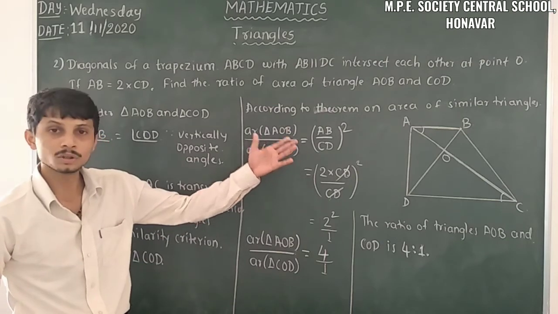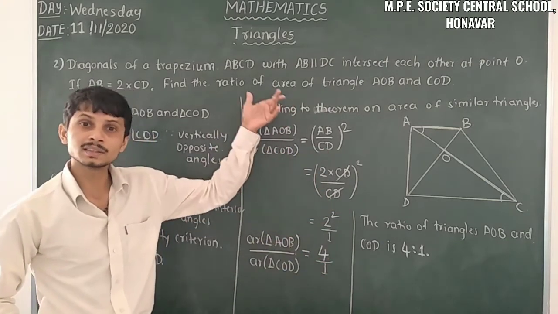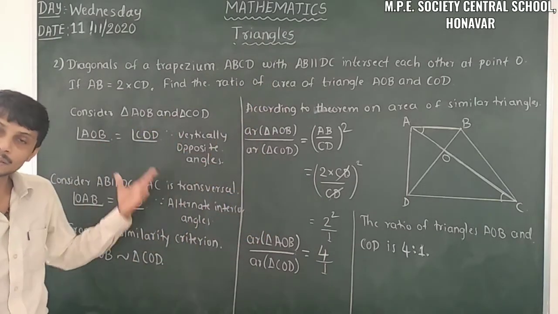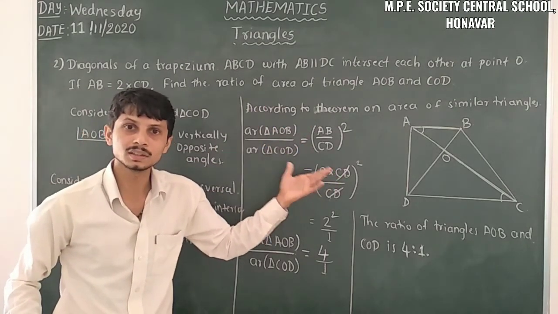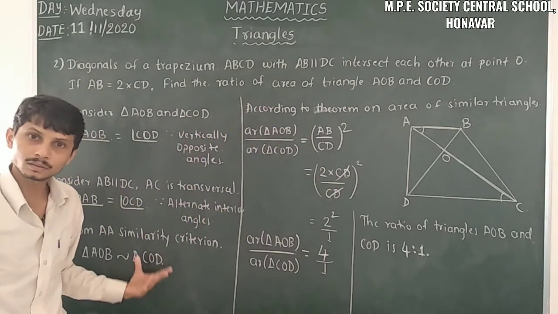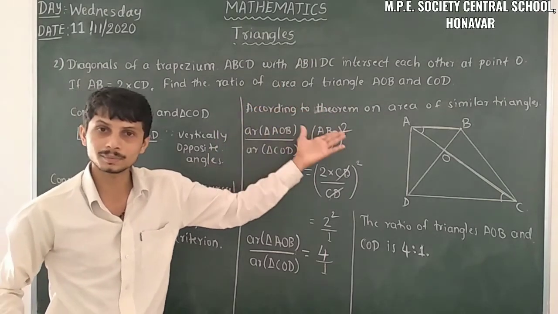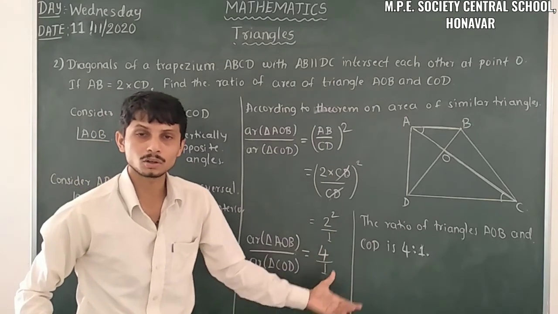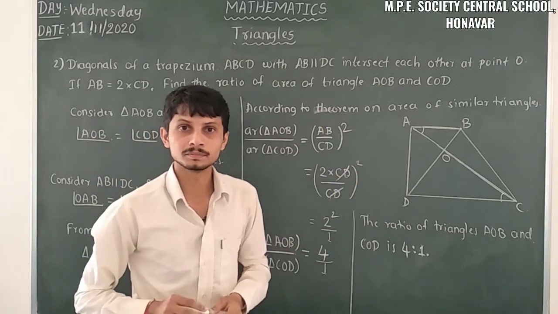So here is the solution of this problem. Firstly, we have to show those two are similar triangles. If it is given that those two are similar, there is no need for this proof. If there is no mention that those two are similar triangles, you have to prove first that those two are similar. After that, you have to take the theorem on area of similar triangles. After that, you can find the value of the ratio of the areas of triangles AOB and COD.